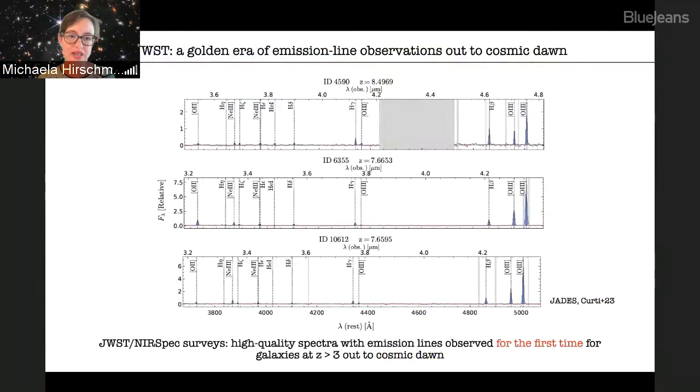The starting point is, as we have already heard during this conference, that over the past year, thanks to different James Webb near space surveys, we are now accumulating more and more high quality spectra for the first time for large galaxy samples out to cosmic dawn. Here you can see three example spectra for galaxies above redshift 7 from the JADES survey, where you can see these various emission lines emerging, which are very important because they can really provide us insights into ISM conditions and their ionizing sources at earliest cosmic epochs, but they are not always straightforward to interpret.